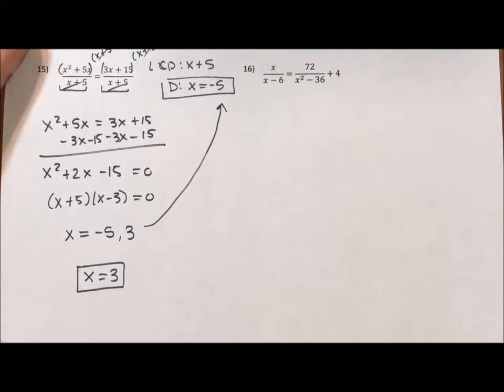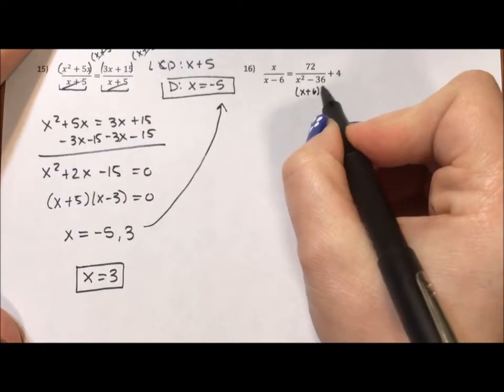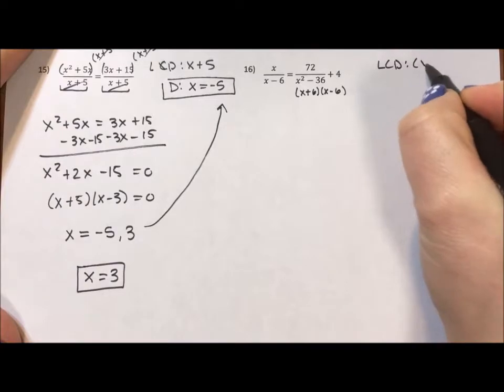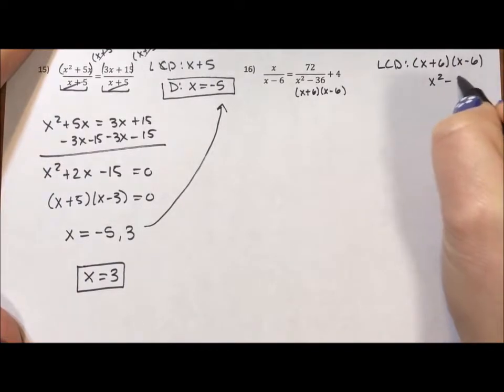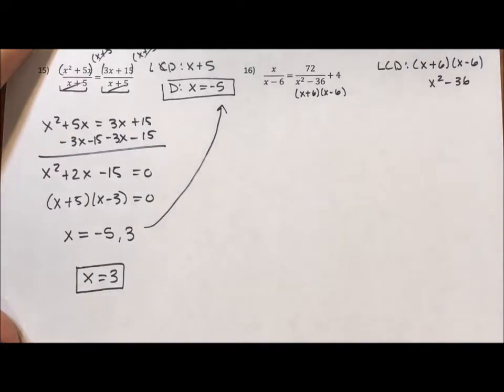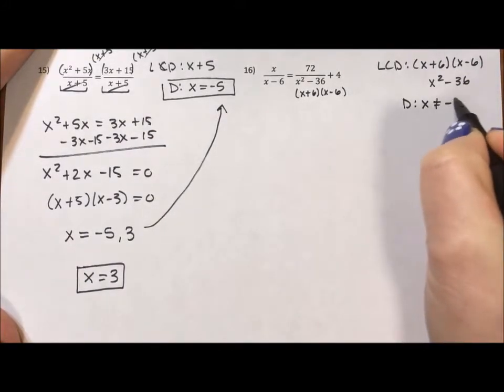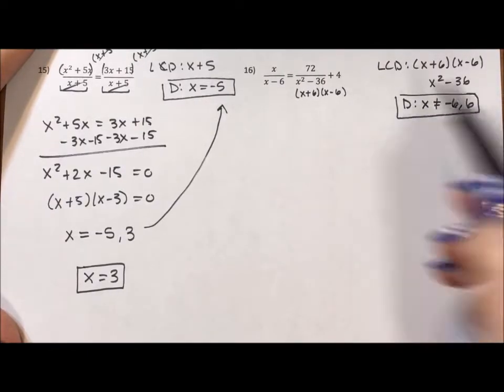For number 16, if we factor this, x plus 6, x minus 6, we see that our least common denominator is x plus 6 times x minus 6, or x squared minus 36. We're going to use both forms, so we may as well write both of them. Our domain tells us that x cannot be -6 or 6. Those are our restricted values.